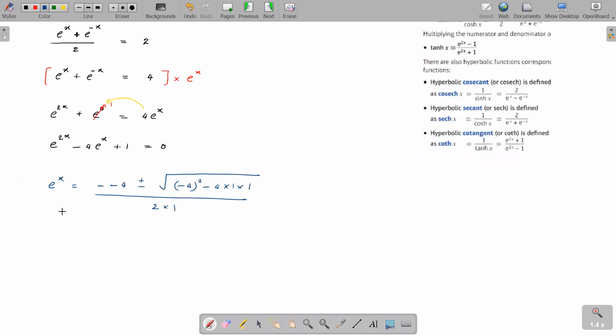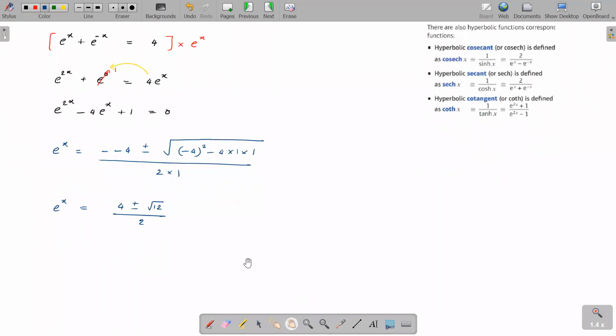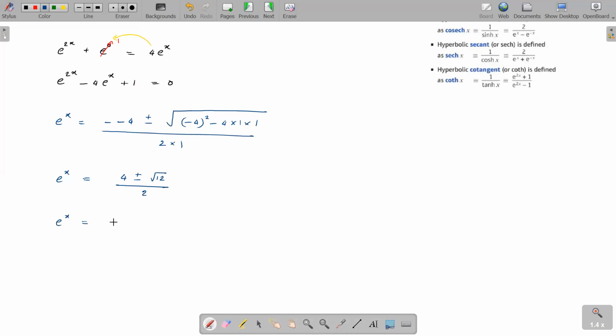Okay. So e^x equals 4 plus or minus square root of 16 minus 4, so that's 12, divided by 2. So that's going to be e^x equals 4 plus or minus square root of 12. That's going to be 2 root 3, right, guys? Whole thing divided by 2. So you can divide both terms by 2. You get 2 plus or minus root 3. So e^x is equal to 2 plus root 3 or e^x is equal to 2 minus root 3. All right, guys, are you with me?